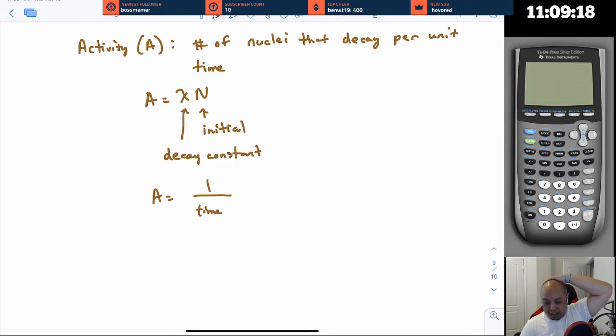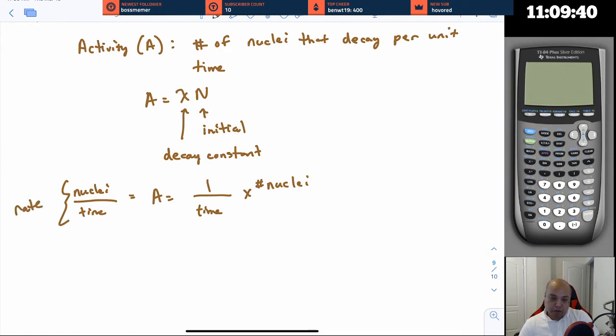Okay, yeah, one second. I'll explain that in a second. So, essentially, decay constant is 1 over time, and N is number of nuclei, so then A ends up equaling nuclei over time. So that's just your rate. So, just know that you could figure out the rate of the reaction by this. To answer Mofei's question, what they do is this.